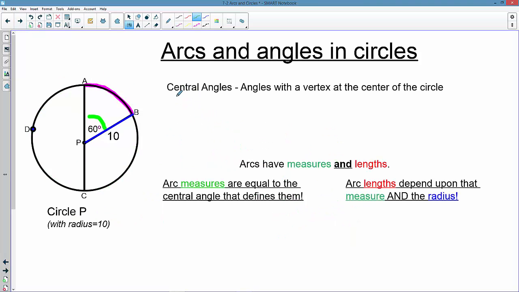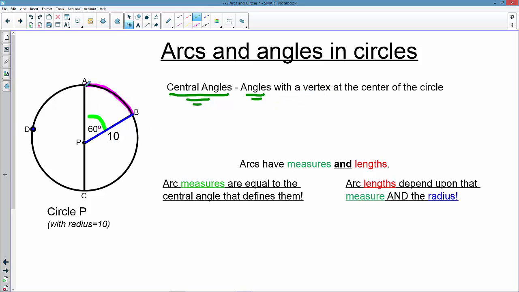Okay, so last topic really is central angles, and that's what most of our homework is going to be on: the relationship between central angles and our arcs, okay? So central angles are angles, not arcs. Let's be clear about that. Angles with a vertex at the center of the circle.